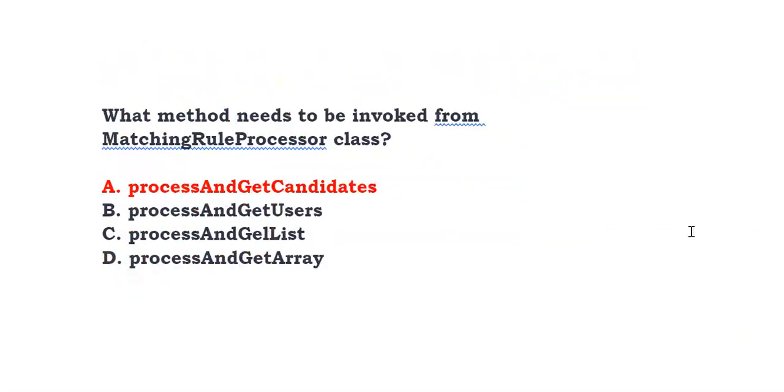Next one. What method needs to be invoked from matching rule processor class? Option A, process and get candidate. Option B, process and get users. Option C, process and get list. Option D, process and get array. Correct answer is option A, that is process and get candidates.